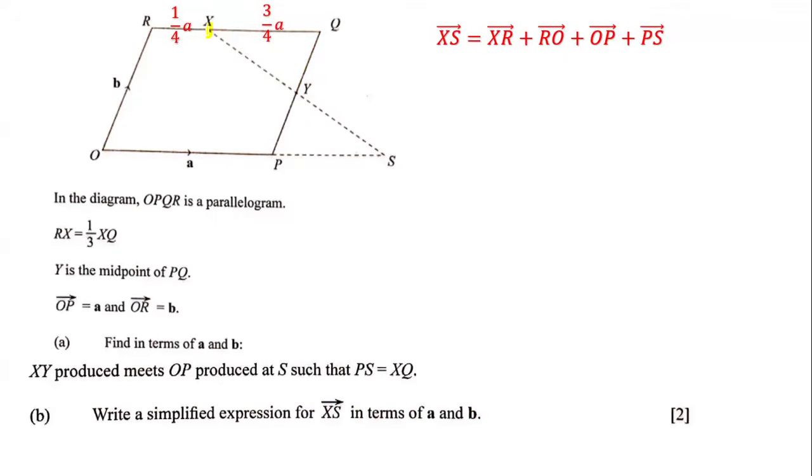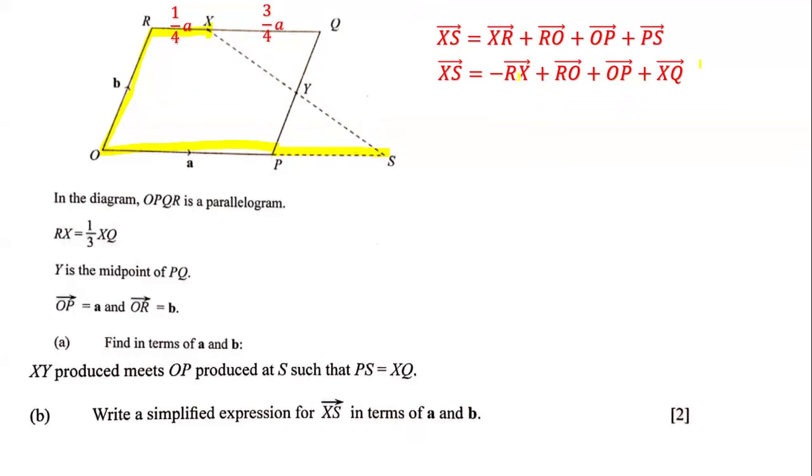So that means that we go from X to R, all right? Then we go from R to O, and from O to P, and then from P to S. That's what we have: from X to R, R to O, O to P, P to S, okay? Now, if we go from X to R, we're going in the opposite direction, so it's going to be negative RX plus RO plus OP plus XQ.